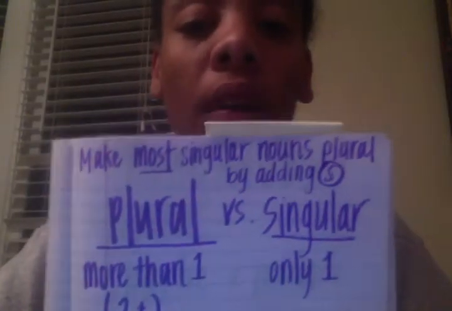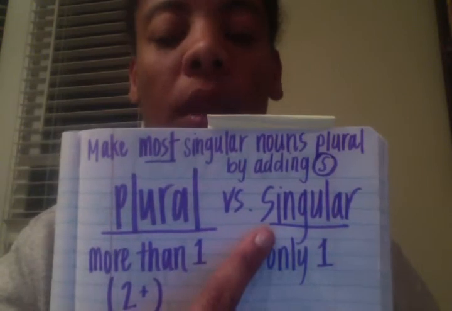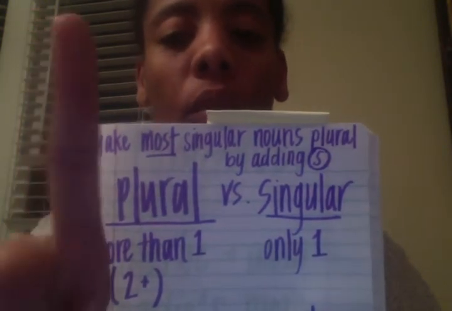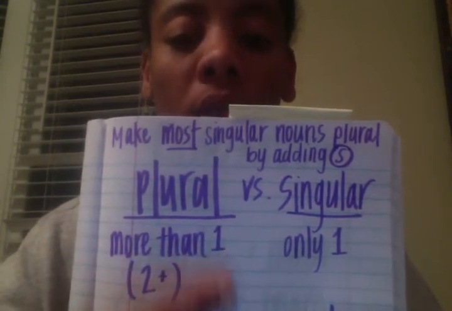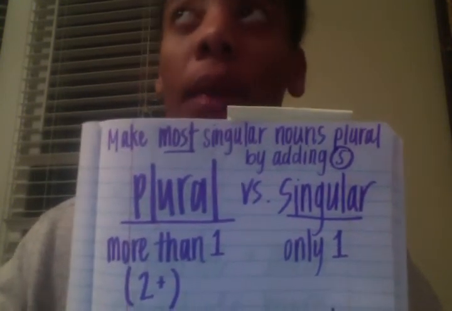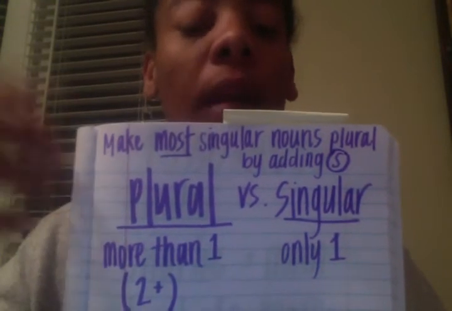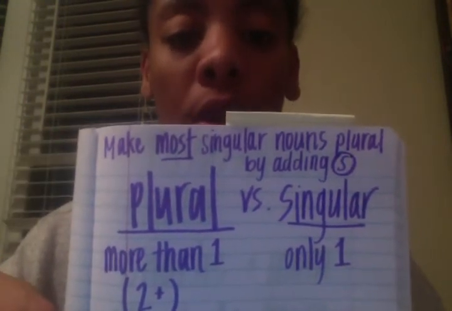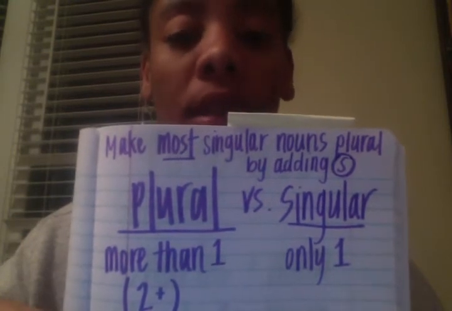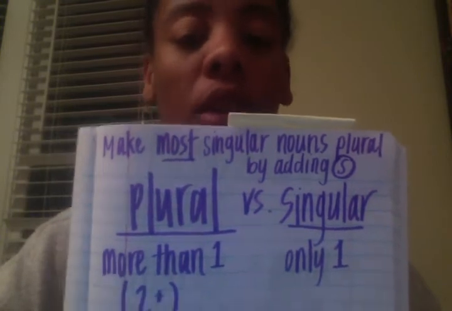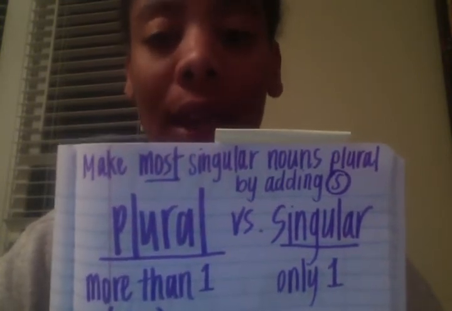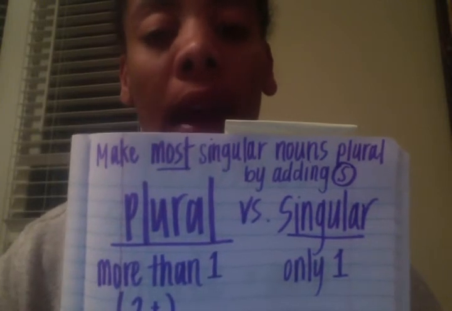Next, we're going to look at plural versus singular. Singular nouns mean that you only have one noun, one. Plural nouns mean that you have more than one, so 2, 3, 4, a million. In order to make most singular nouns plural, you're going to add an S. Sometimes we add ES, and sometimes we have to change the complete ending and add IES. Today we're just going to look at adding S.